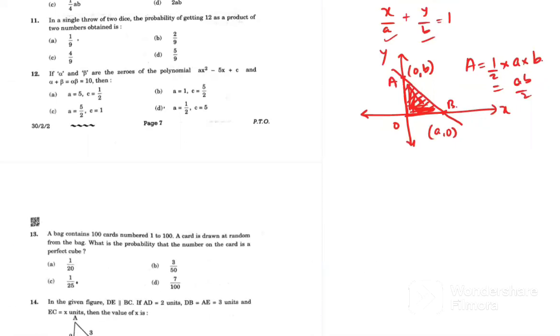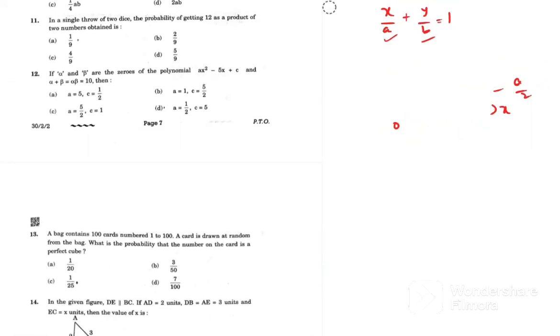Alright. So question number 11 says, in a single throw of two dice, the probability of getting 12 as a product of the two numbers obtained is, right? So we know that when two dice are thrown at once, the total number of outcomes is 36, right? And we need a product of 12. So what are the factors of 12? 1, 2, 3, 4, 6, right? These are the factors of 12. So now what are the possibilities? We cannot get the numbers 1 and 12 because the maximum number on a dice is 6, 1 to 6, right?